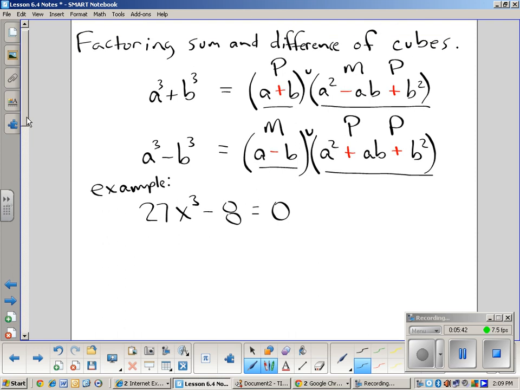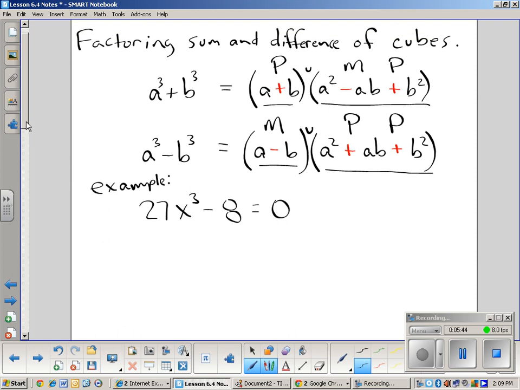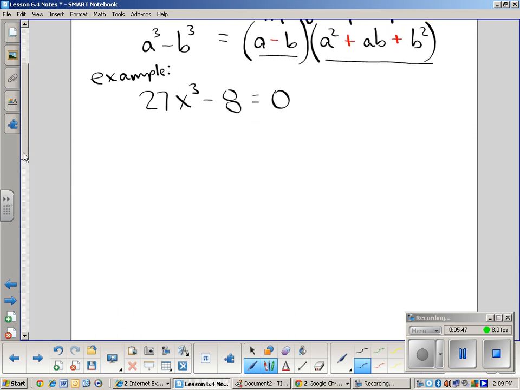Which model is it? The sum or difference? Difference. Is it written as a cube minus a cube? No. So probably the best thing to do would be to do that first. Let's start with the easier one. What cube gives me 8? 2. 2 times 2 times 2 is 8, right?